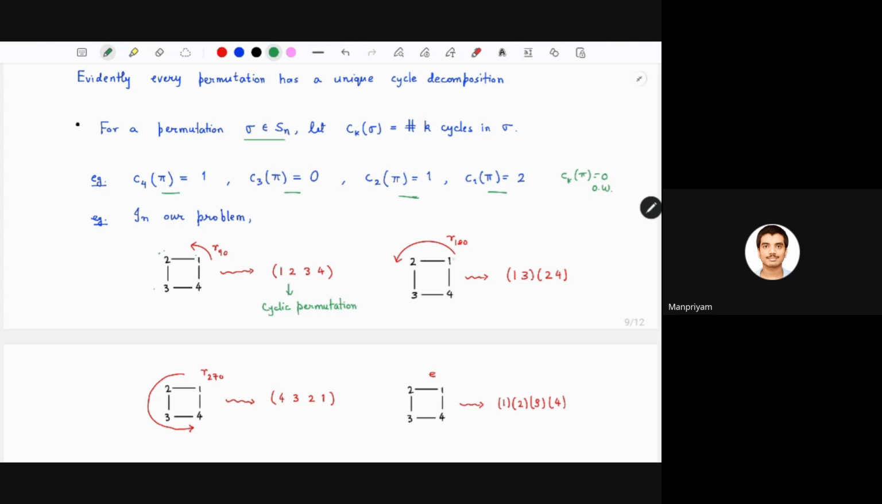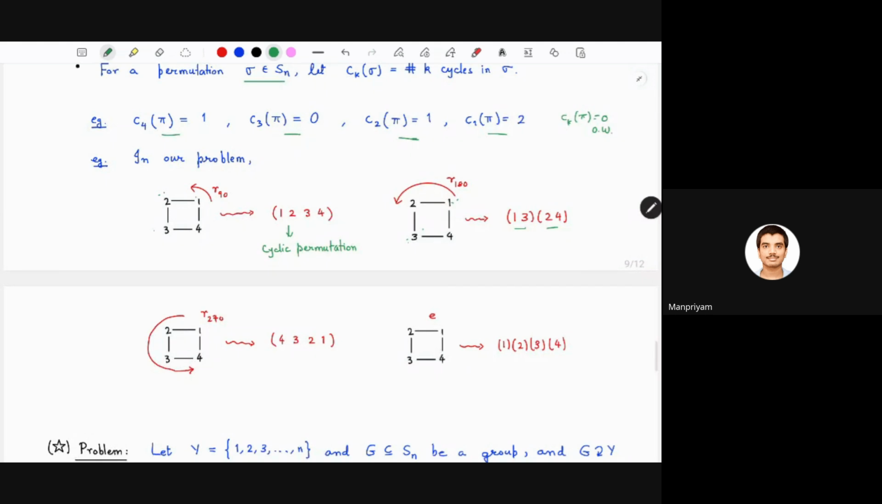Well, a rotation by 180 degrees, all it did was interchange 1 and 3. So 1 went to 3 and 3 went to 1. Again, 2 went to 4 and 4 went to 2. So this is the representation for it. And doing nothing fixes everything. So 1 remains at 1, 2 remains at 2, 3 at 3, 4 at 4.